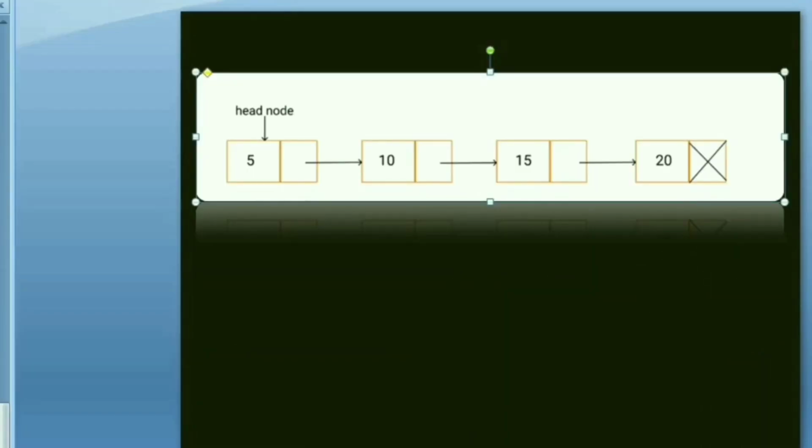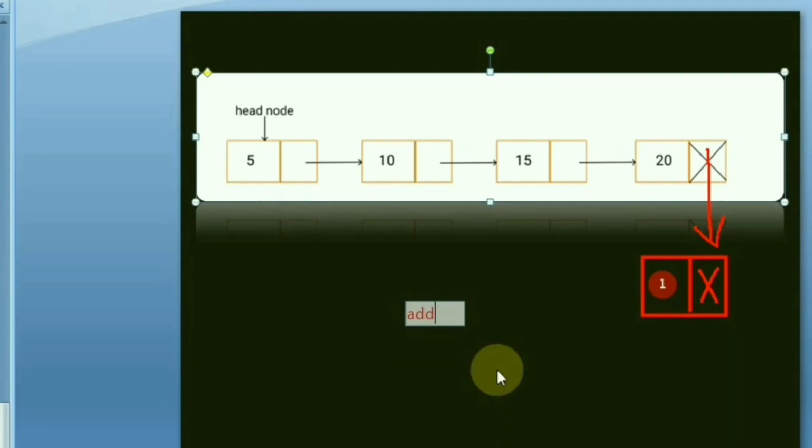Let's see how the add operation happens in a linked list. Let's say I want you to add one more node. So what you are going to do is make a node, and let's suppose we have to add 1 in the end. Here you have null, but instead of null you will add the pointer to your next node, which is your new node, and in the link part of your new node we are going to add null. So this is how your add operation happens in a linked list.